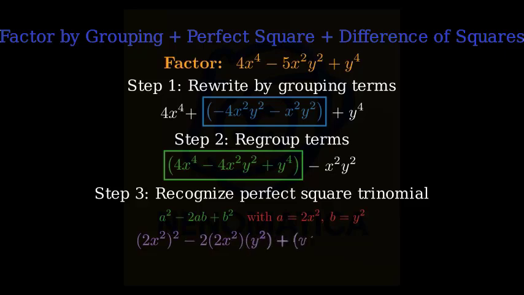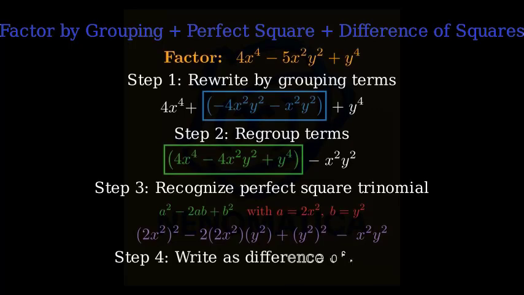So we can rewrite that trinomial as (2x²)² − 2 times (2x²) times (y²) + (y²)². The remaining term is still −x²y².